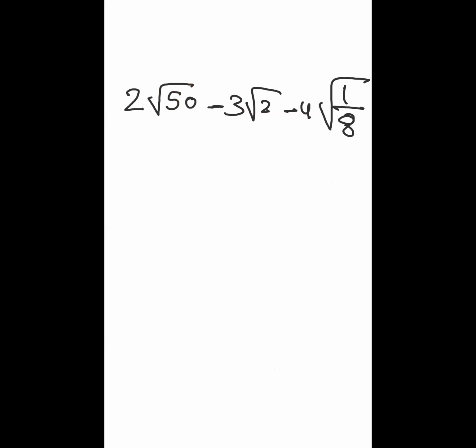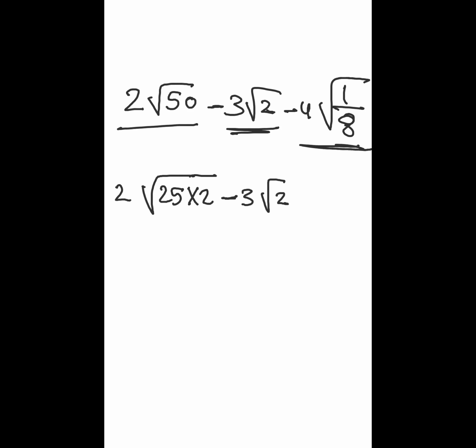Okay. 2 square root of 50 and here 3 square root of 2. So this means maybe, not sure, the result will be in terms of the square root of 2. So 50, I will try to divide it by 2. Yes, it will equal 25. So this means 2 square root of 25 times 2, minus 3 square root of 2. And then what about this term?